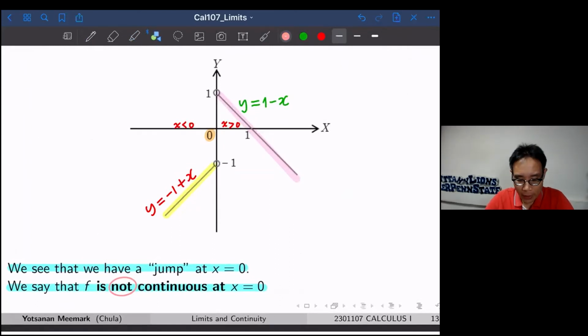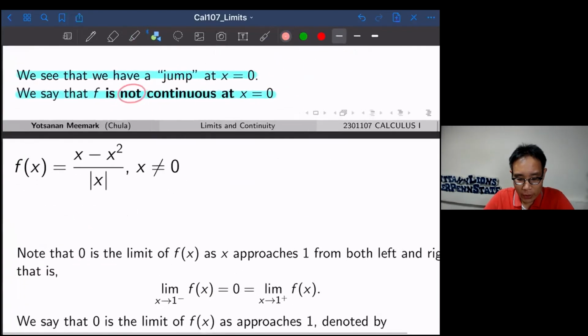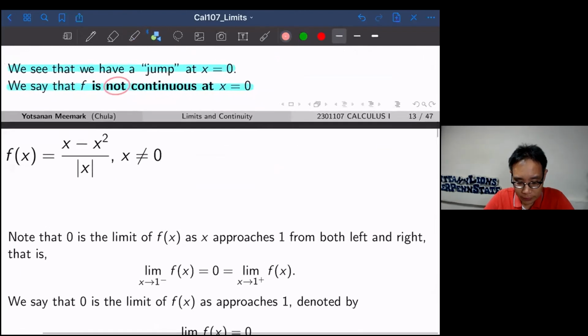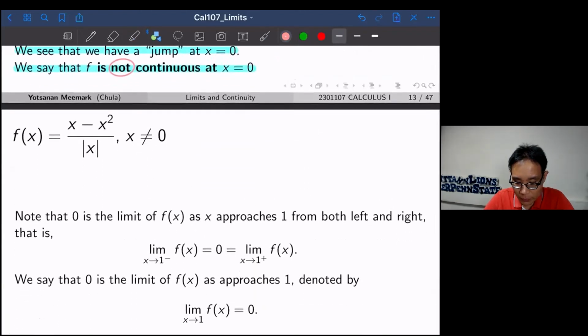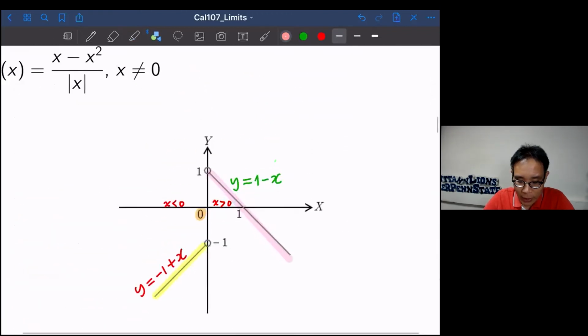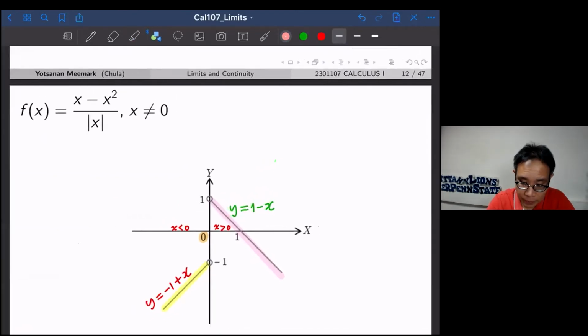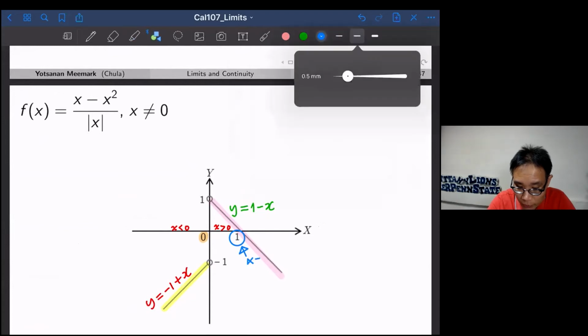For the second example, another point that I wish you to consider is the point x equal to 1. So we are going to consider the point x equal to 1.